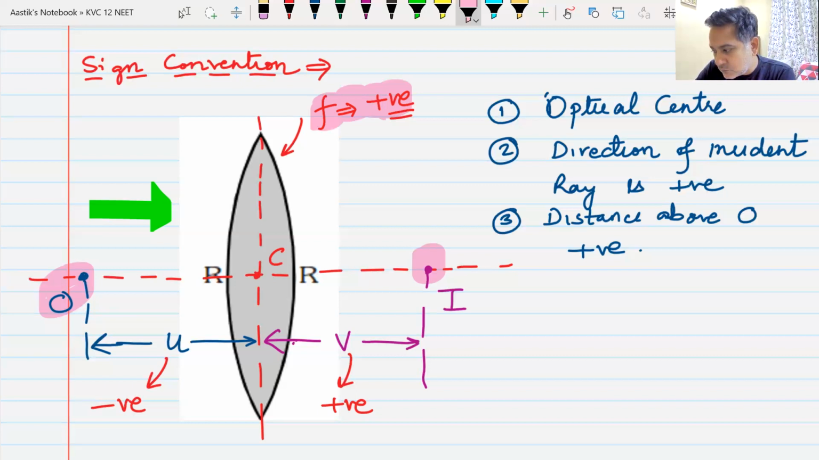Two, sir. Convex lens. Six positions we have to see. Do we understand this? Yes, sir.